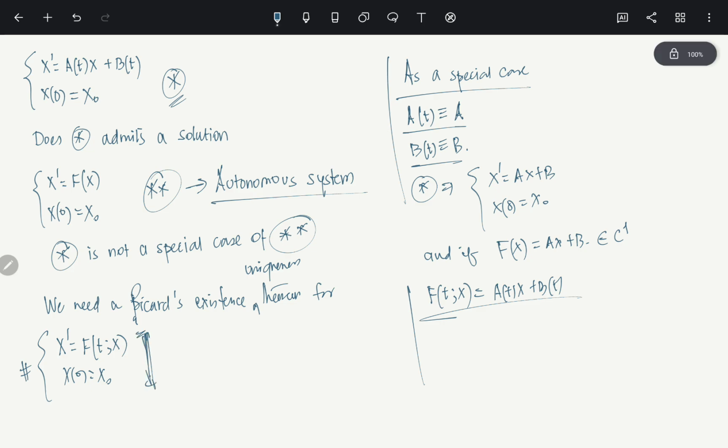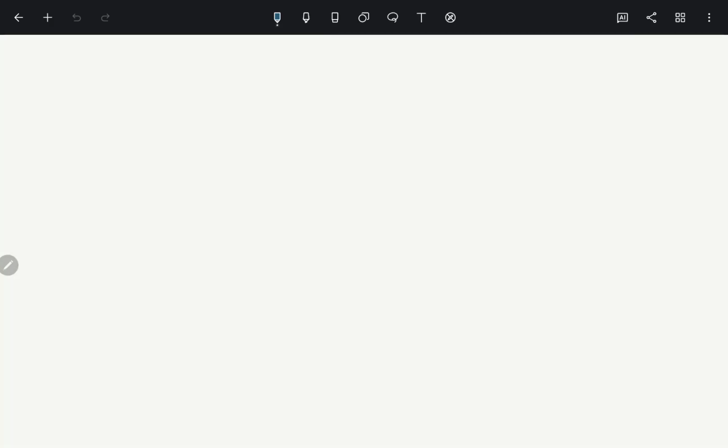So essentially the question boils down to this: can we say that Picard's existence and uniqueness theorem is also valid for a non-autonomous system? This sort of system is called a non-autonomous system. I hope this is clear. For this, we are in luck because Picard's existence and uniqueness theorem does hold.